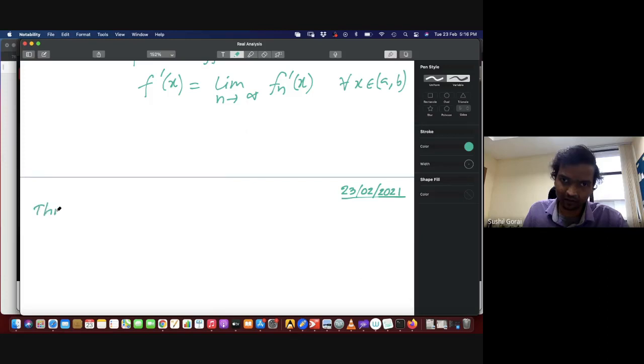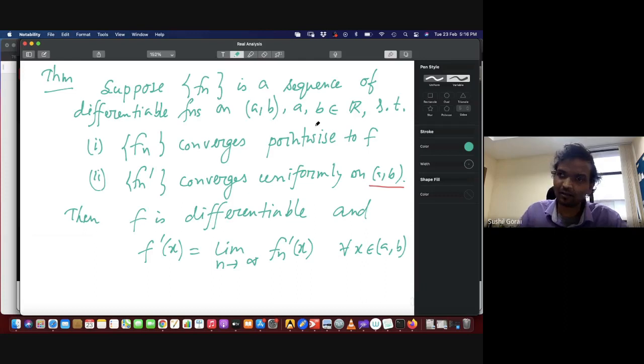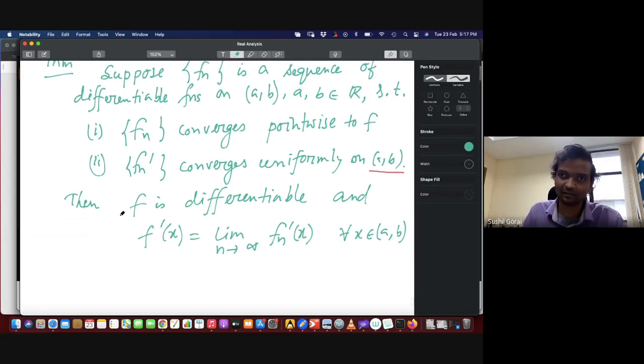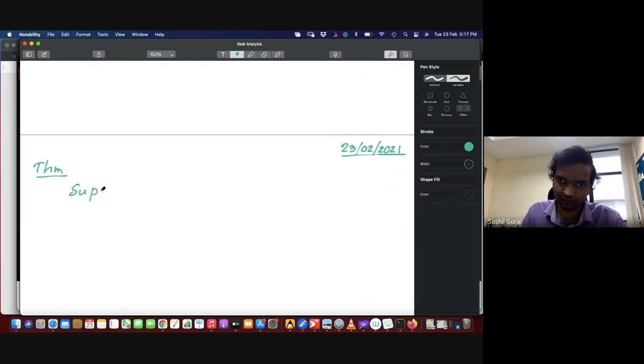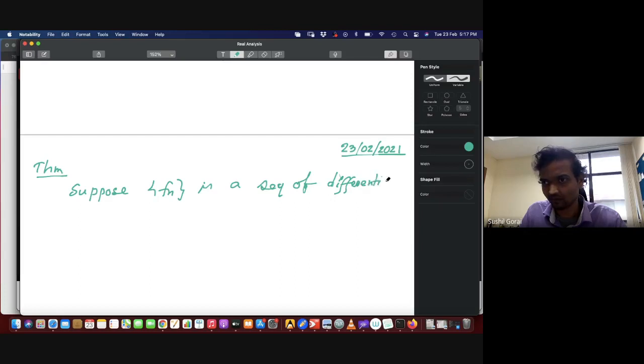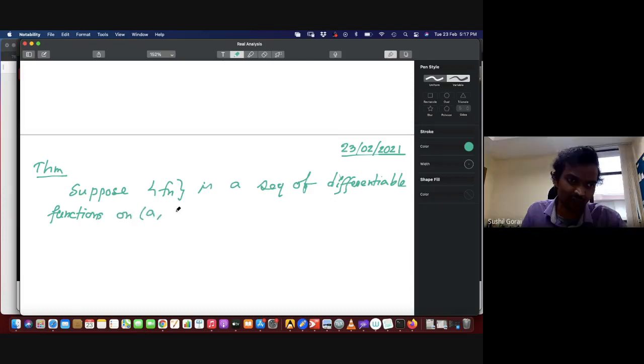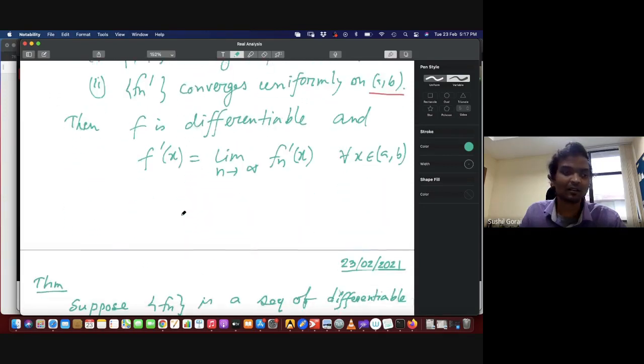So, theorem. This one only, but we actually will relax the assumption a bit here. Suppose Fn is a sequence of differentiable functions on (a, b). Now infinity minus infinity all are allowed. A sequence of differentiable functions on (a, b) such that the following holds.